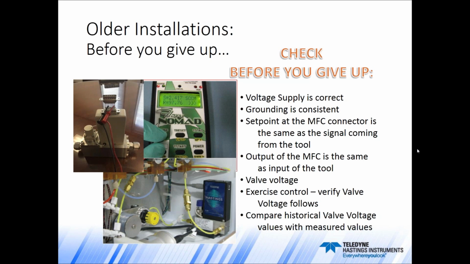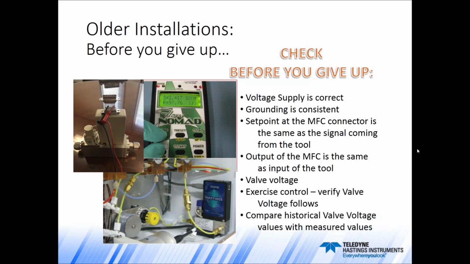Set point at the MFC connector has to be the same as the signal coming from the tool. Many times we see differences: the display of the tool will show 100% set point, but actually if you follow the signal all the way down to the MFC connector, you will see that, let's say in a voltage situation, 5 volts translates into 3.2 volts. So obviously there's a problem with the wiring, grounding, or a cable that is malfunctioning in the system. Output of the MFC in return has to be transmitted correctly to the tool in order for everything to work fine.